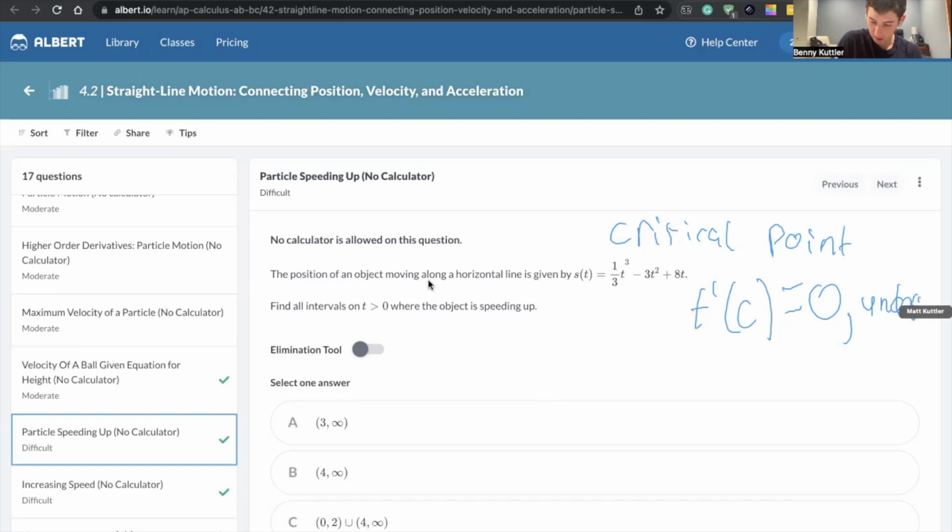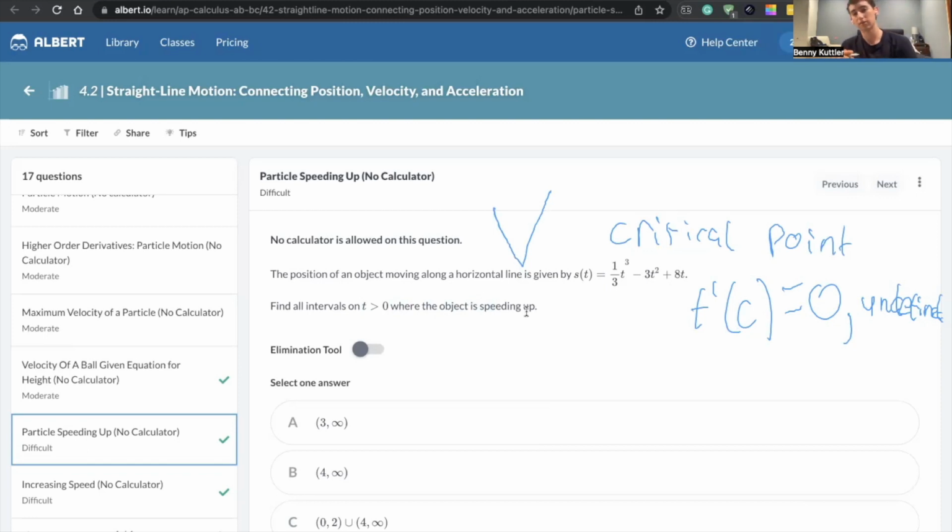undefined. I believe it's just 0 and undefined. So undefined could just be when it's something over 0. Graphically, it could look like an absolute value function. Remember that the derivative right here is still undefined. So that can be considered a critical point. So to find the intervals where something is speeding up, we're going to have to use these critical points.